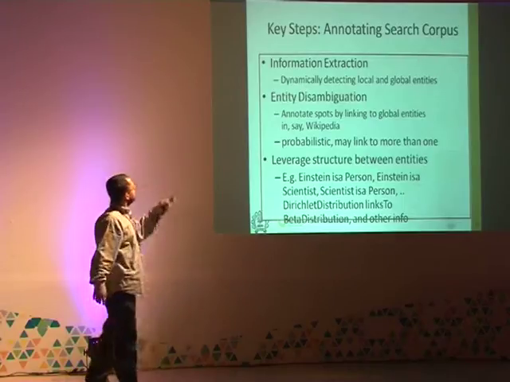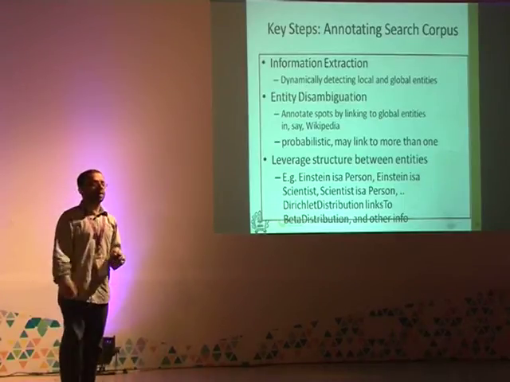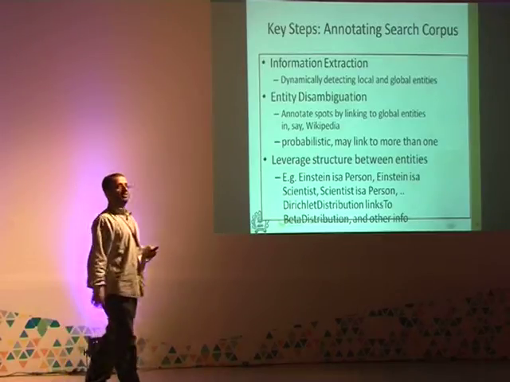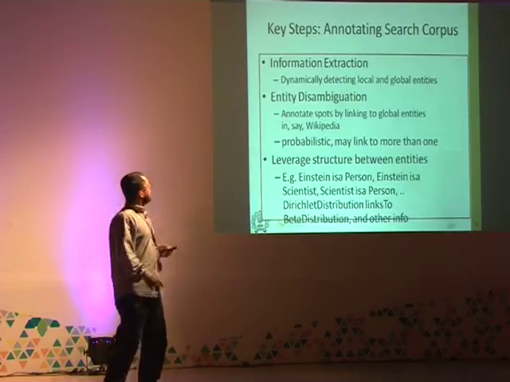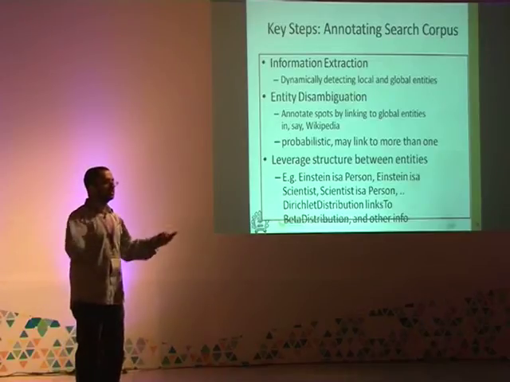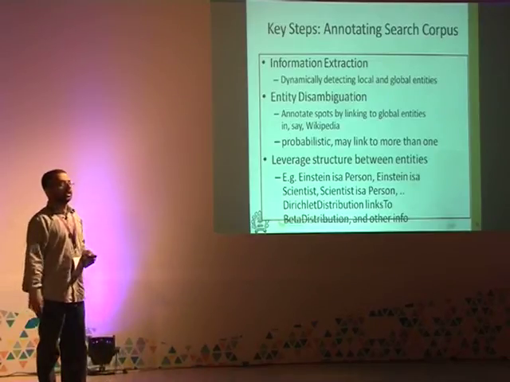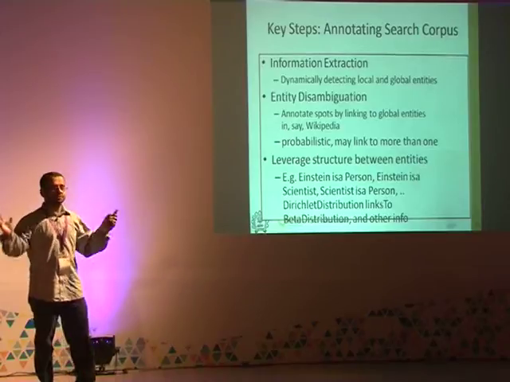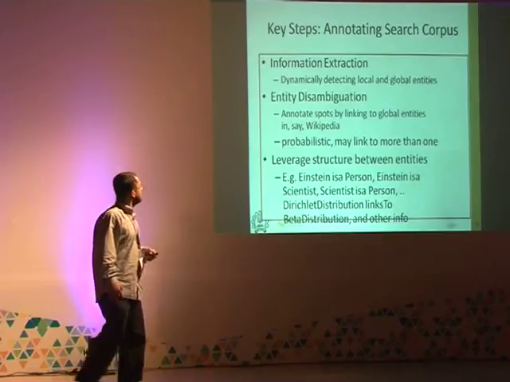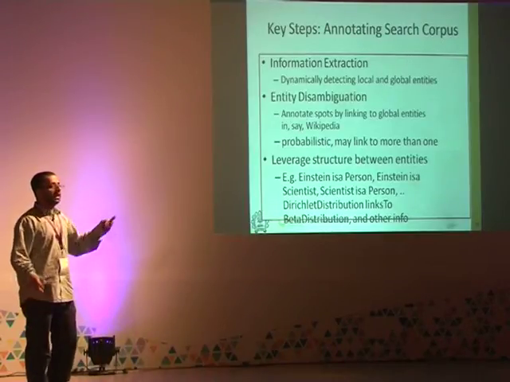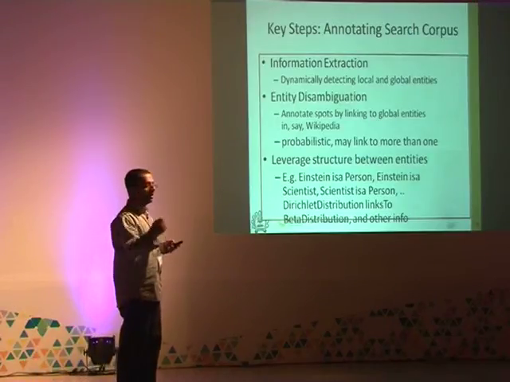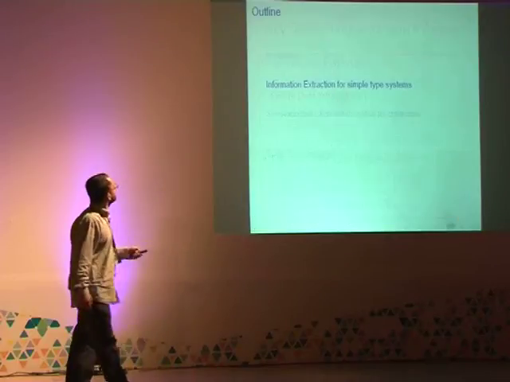So we look at entity annotation in two parts. One is information extraction, which generally refers to annotation with respect to a small type system, and entity disambiguation, which to me is dealing with type systems of the order of millions of types. And then the third part, we'll talk about leveraging structure between entities and searching for documents which help you get hold of those entities.